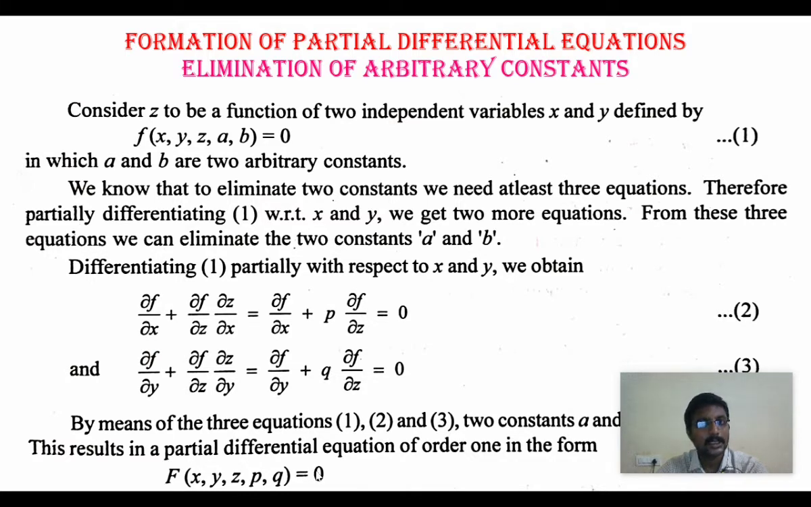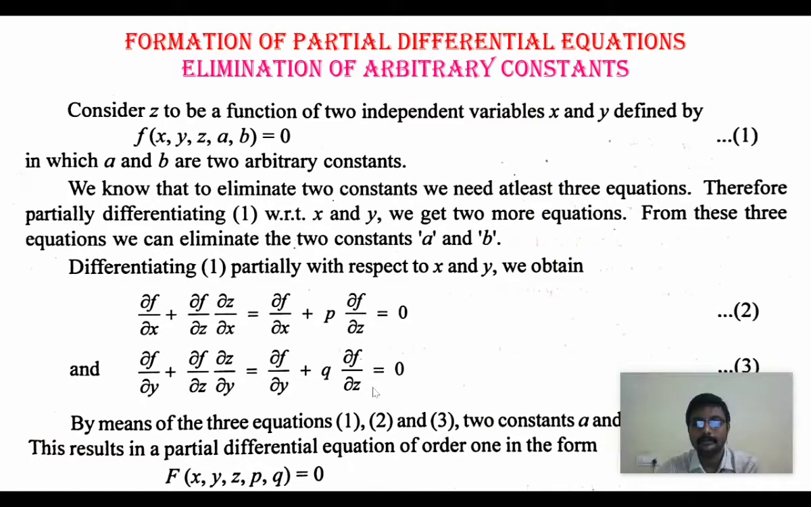That means it does not contain any a, b, and in their place we have p and q. What are p and q? p and q are first order partial derivatives. p is dou z by dou x and q is dou z by dou y.